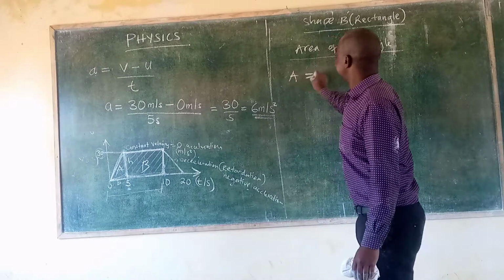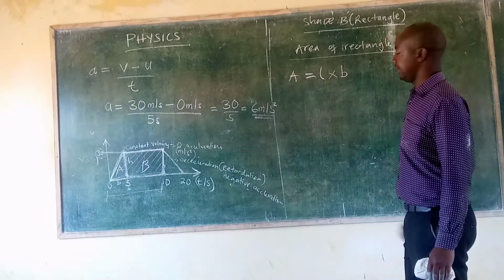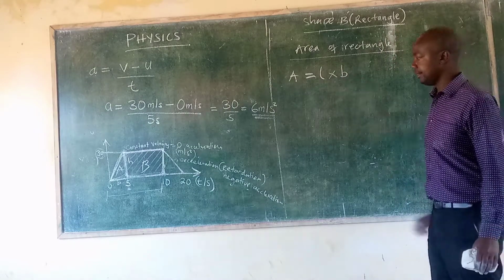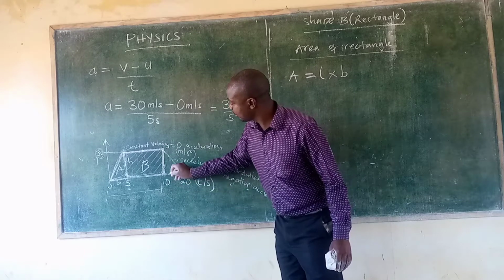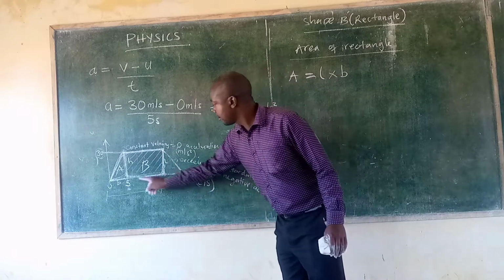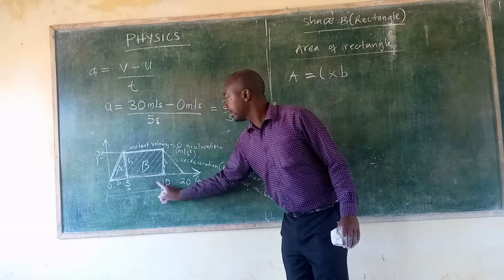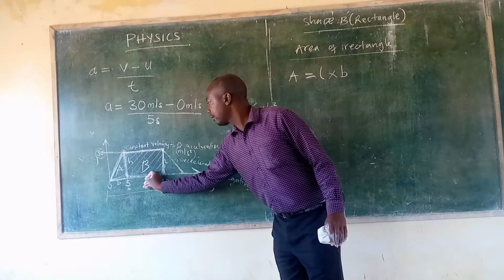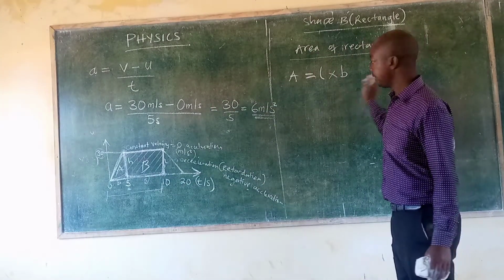Okay, the area of the rectangle is equal to length times breadth. So the longest distance is the length. From here to there is 30. That's our length. From here to there is what? It's 5. So you get the difference: 10 minus 5. So we have 5 here. Our breadth is 5.